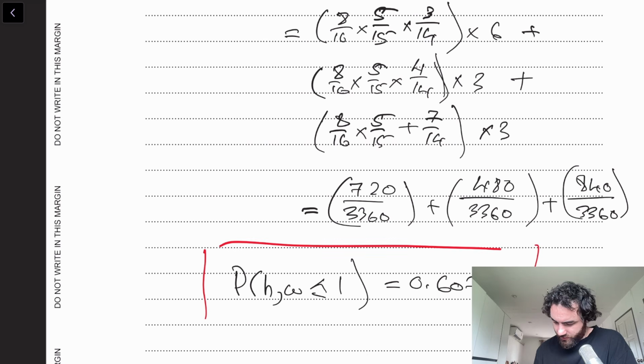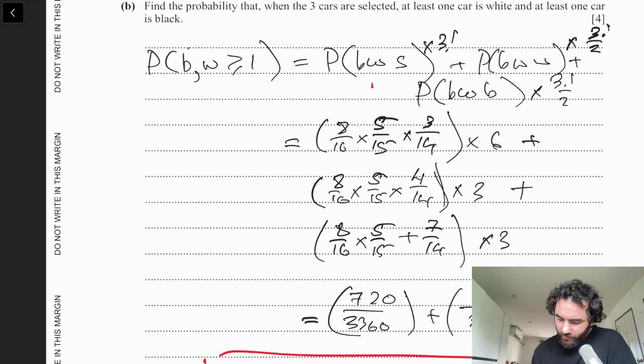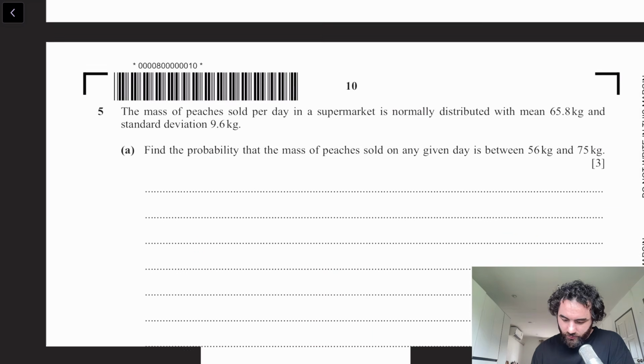Just going to think about this for one more second. Find the probability that when the three cards are selected, at least one card is white and at least one card is black. So these are the three situations in which that could happen. And then we times this by these because of the order. We could be undercounting, that's why we're timesing, because this B could be here, or this B could be there, or this B could be there. It doesn't matter if the two B switch because they're the same, but we times by that number. Okay, that should be correct, I think.